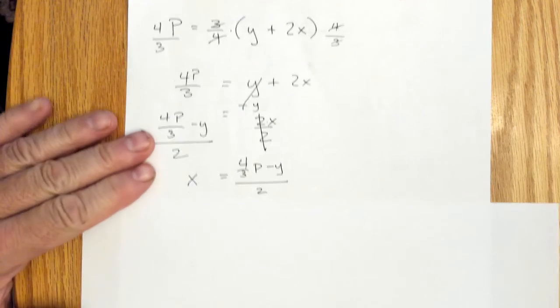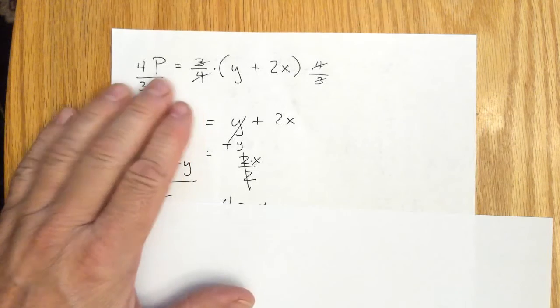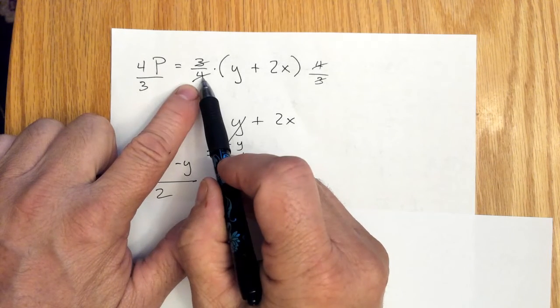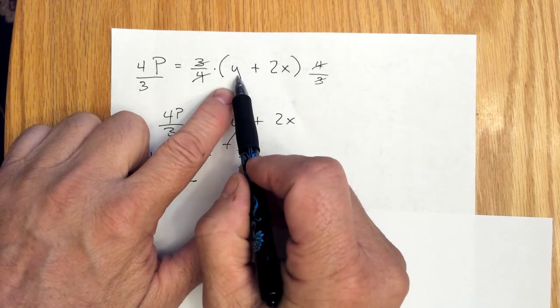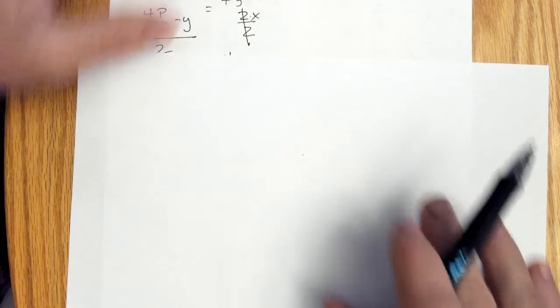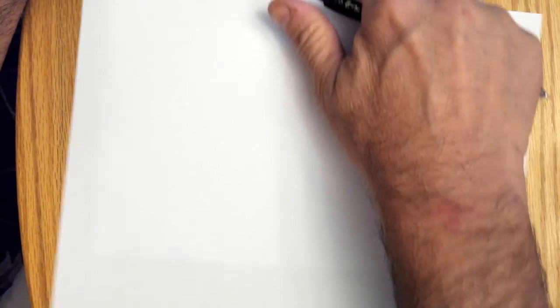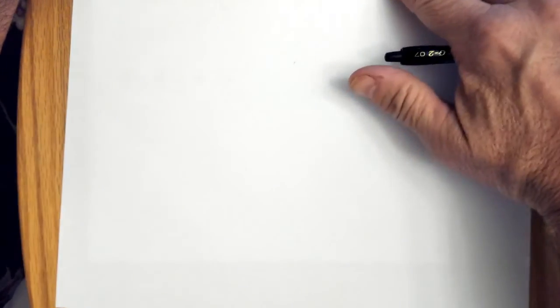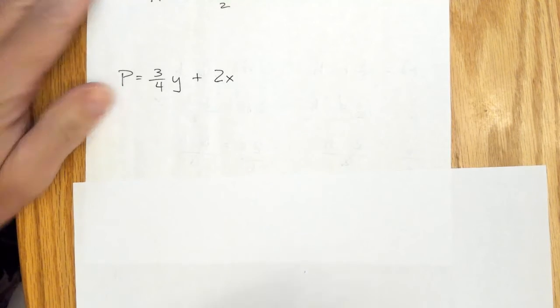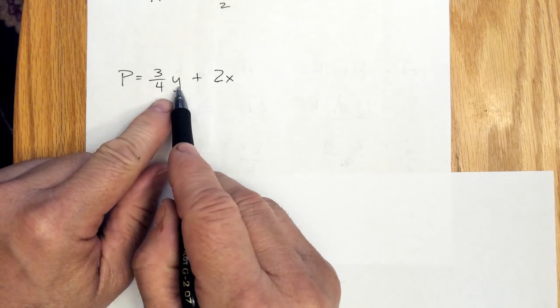So I want to talk about one more example. I'm going to take this example we had at the top, but instead of having the 3/4 out, I'm going to put it with the y and show you that it takes different math to do this one. Okay? But it's still the same process we've been doing all along. We've been just doing the opposite math. So here we go. We've got this equation right here. We got p equals 3/4 y plus 2x.